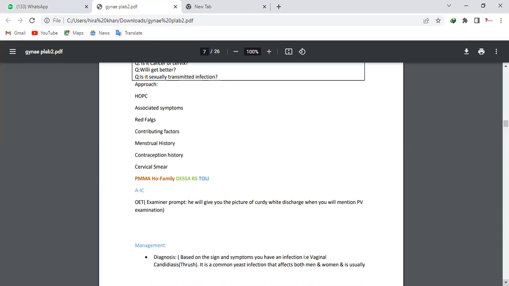Okay. Thank you, doctor. You can go on. I have no issue. I would also like to take your tests, which would include a urine dipstick to sort out any infection in your urine. The picture shows curdy white discharge, clear cut on examination, and the urine dipstick is normal.